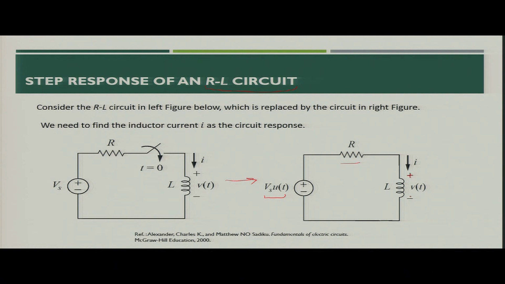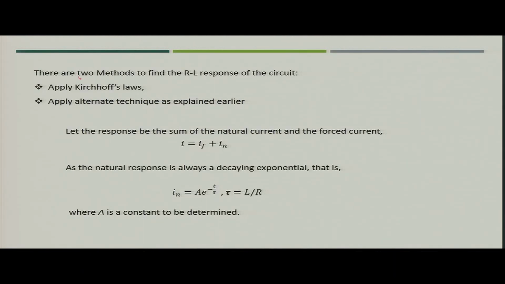Suppose we need to find the value of the current i at any time t for the inductor and the voltage across the inductor at any time t. So, what we can do? We can use two methods to find the RL response of the circuit.